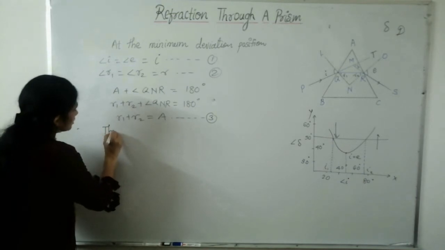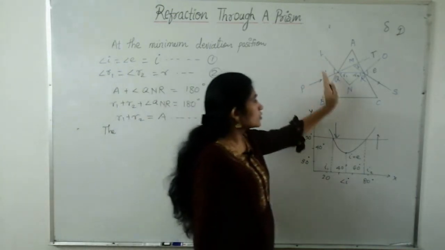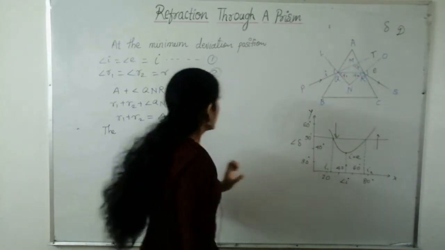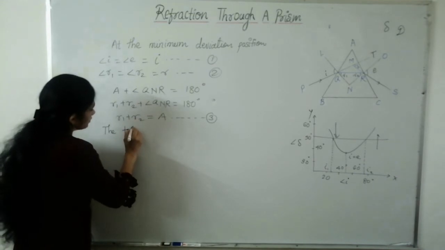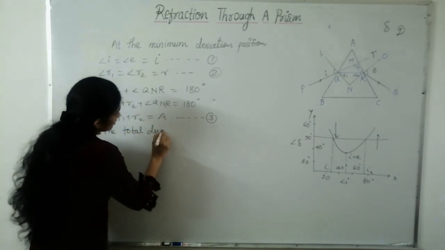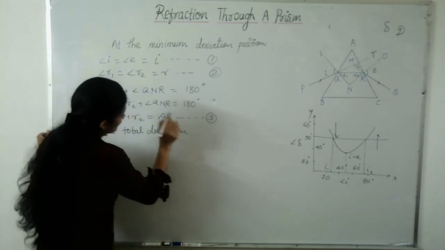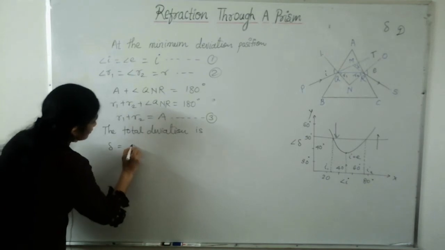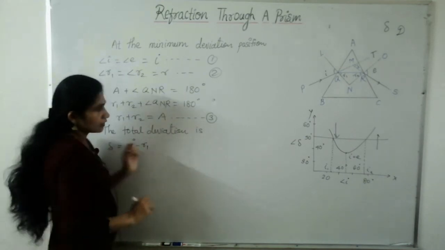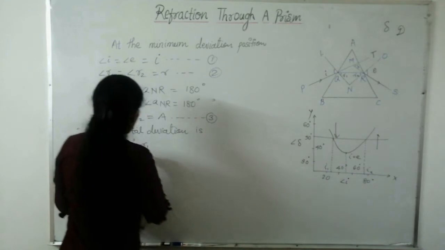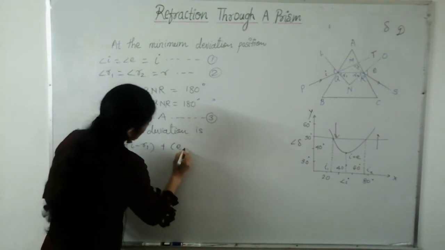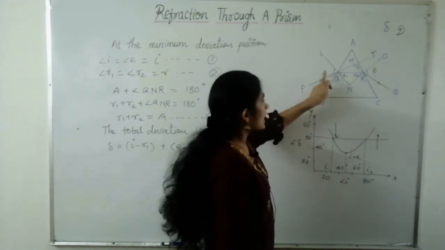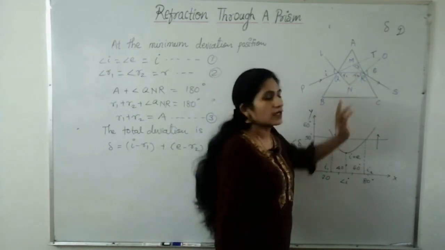Now the total deviation is the sum of the deviation at these two faces, because the refraction takes place at these two faces. Therefore, we can write the total deviation delta is equal to i minus r1 plus e minus r2, because i is greater than r1 and e is greater than r2.